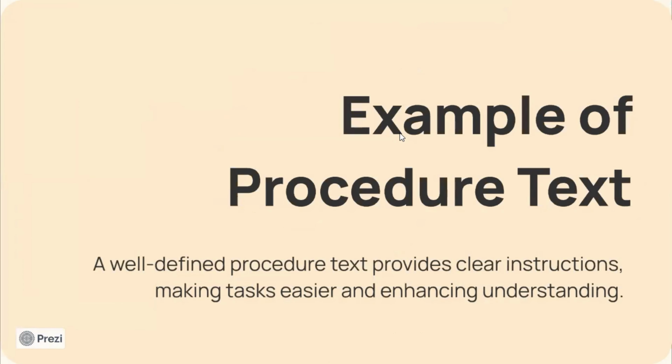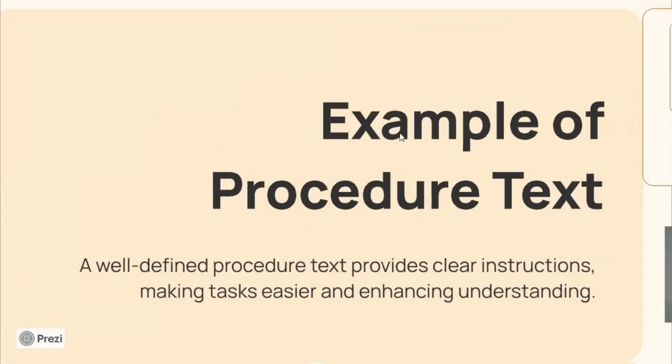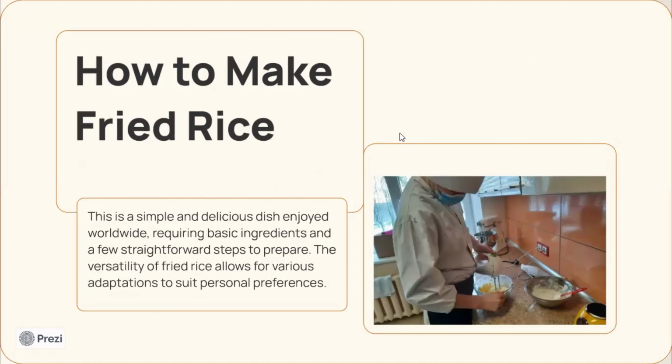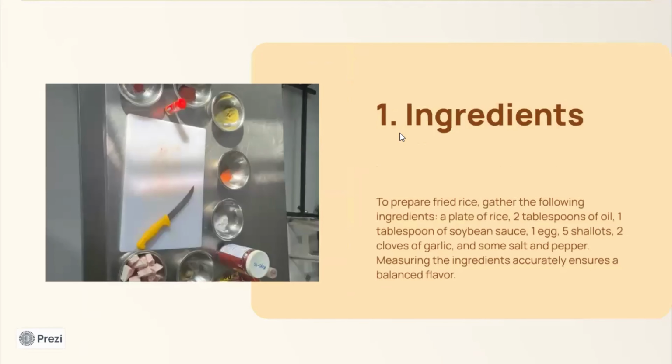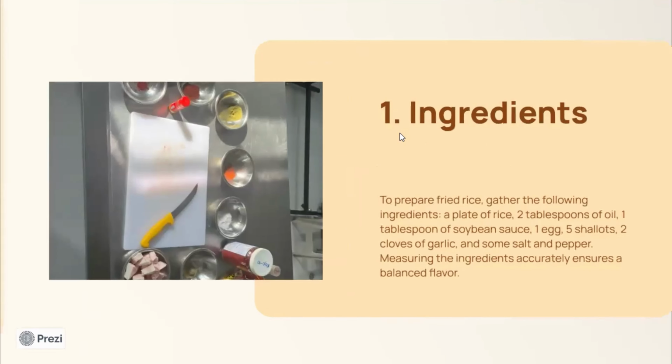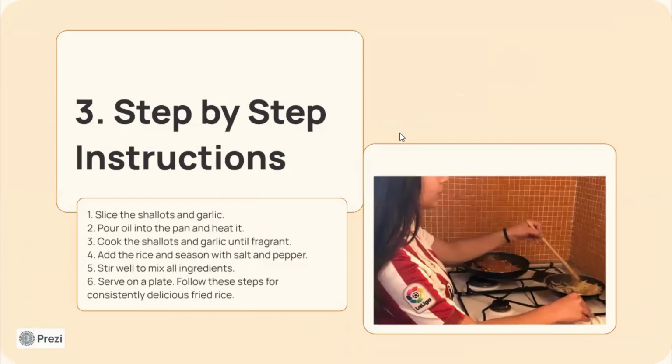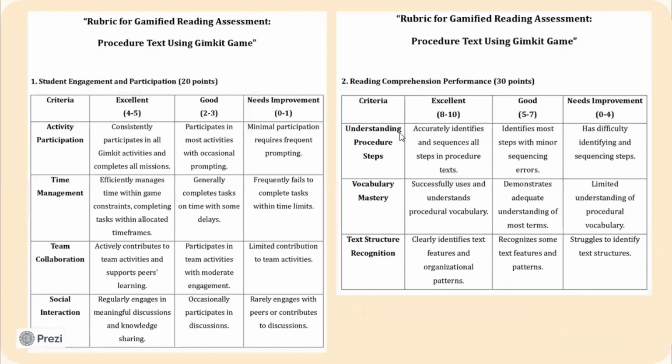Okay, next is example of procedure text. A well-defined procedure text provides clear instruction, making text easier and enhancing understanding. So the example is how to make fried rice. The first, we need to explain the ingredients. The second, the equipment. The third is step-by-step instruction.